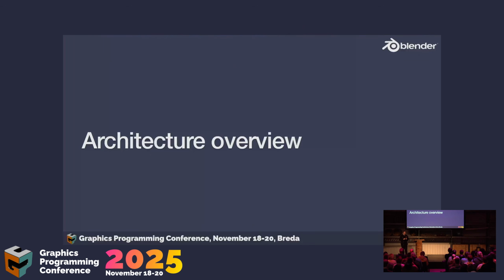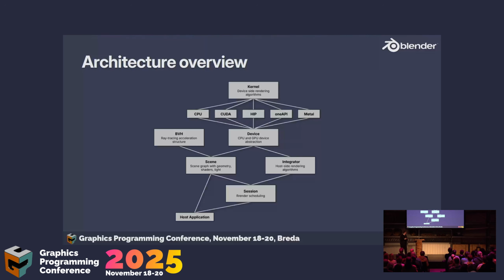So how did we achieve that? Let's dig a little bit into the architecture itself. On this slide, you can see the main modules which Cycles is composed of and the relations between those modules. Let's dig into a bit more detail about what happens in each of these modules.